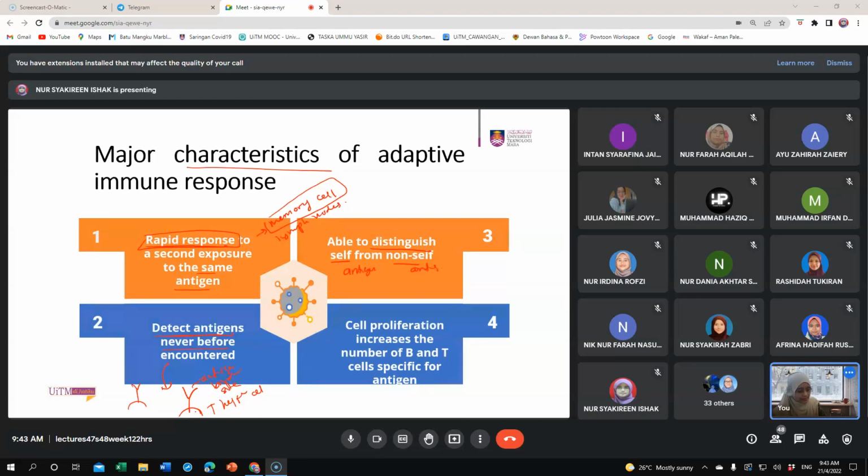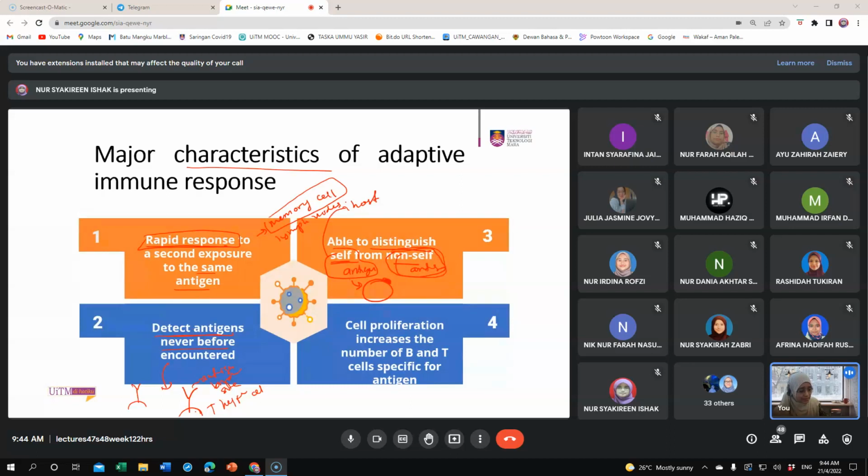Okay, self antigen and non-self antigen. So self antigen are antigen on the surface of the host cell. Self antigen adalah kepunyaan host. So the immune cell of the host should not attack self antigen. Dia tak boleh serang awak punya sel badan sendiri, sebab that will lead to autoimmune disease. Tak boleh. Okay, so it should only attack non-self antigen.